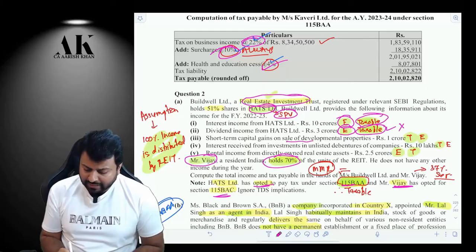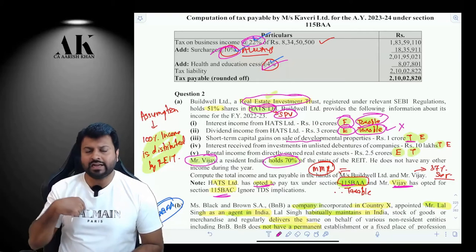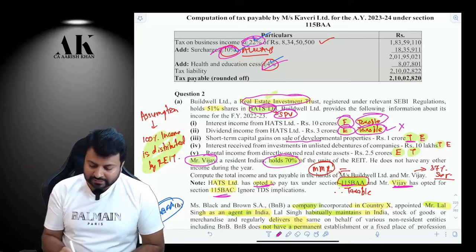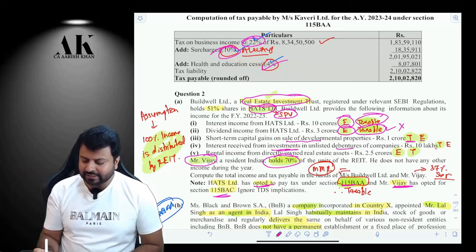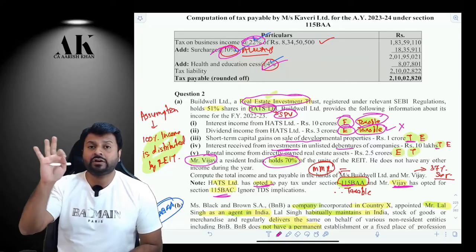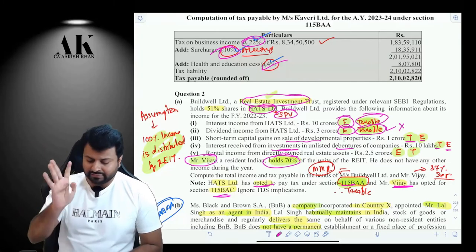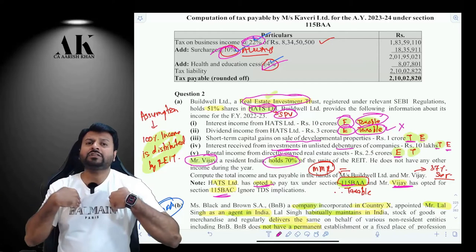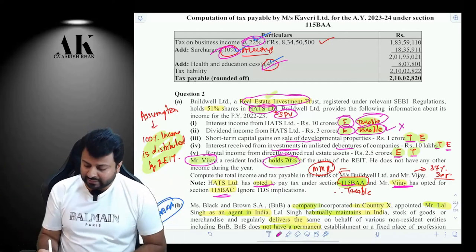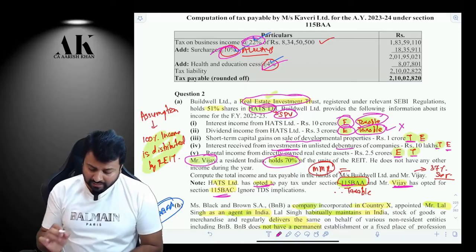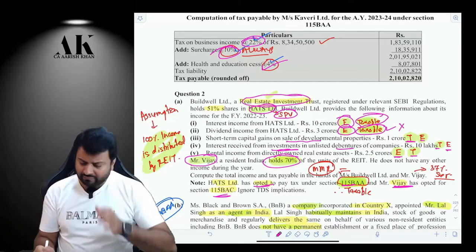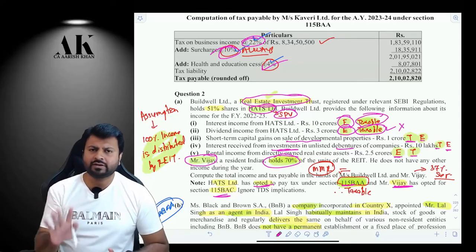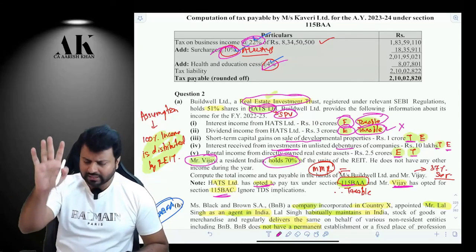Next, short-term capital gain on sale of property is taxable in the hands of REIT at 42.744% MMR, exempt in the hands of investor. Similarly, interest on unlisted debentures is taxable in the hands of the REIT at 42.744%, exempt in the hands of investor. And rental income from properties is exempt in the hands of REIT, but taxable in the hands of investor, and investor has to pay tax. Okay. Now, this is what this question is all about, nothing great. Whenever investor is paying tax, you have to take 70% of that amount in the income of Mr. Vijay, because Mr. Vijay only holds 70%.